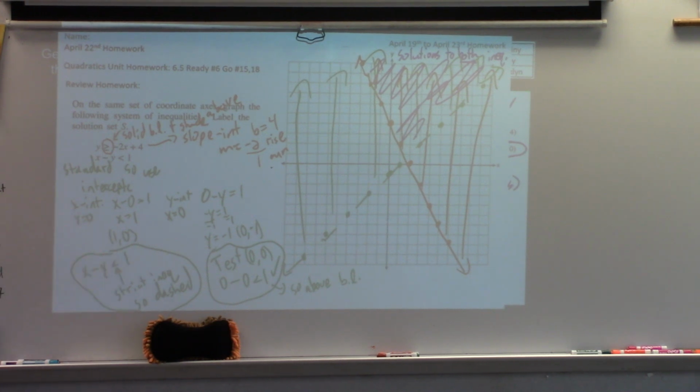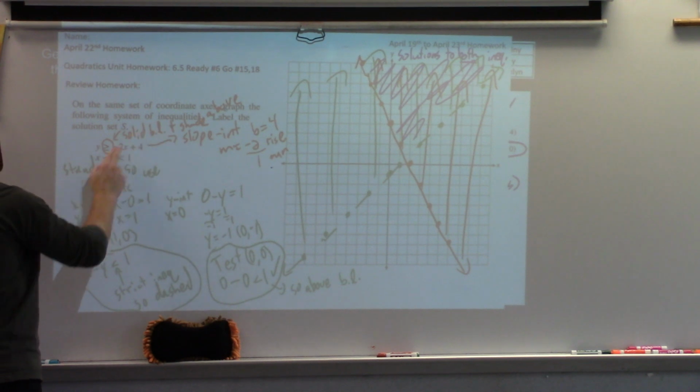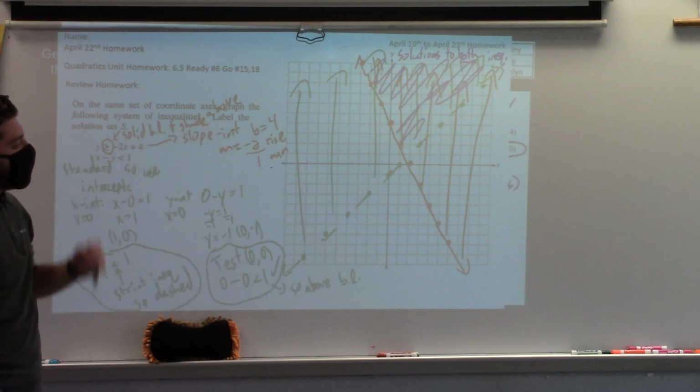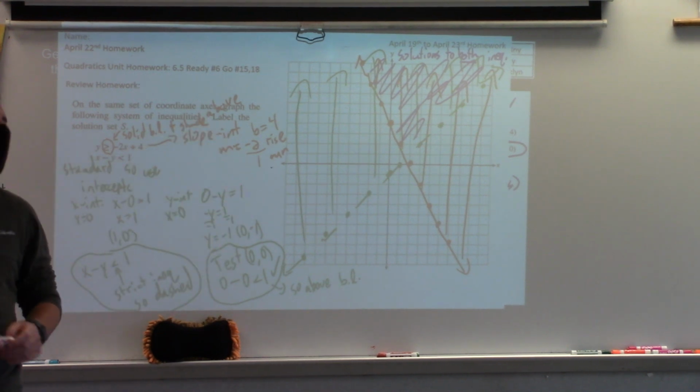Once you plot those, that's how you can create your boundary line. Notice for the first one, we said it was solid because it was greater than or equal to. If it's equal to, it's solid. If it's not equal to, like the second one, it's dashed. That's just a quick detail you can note on there.